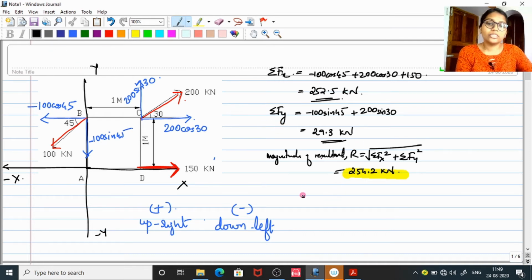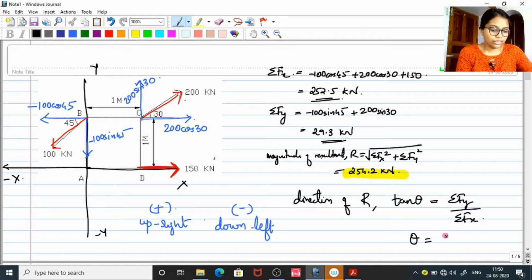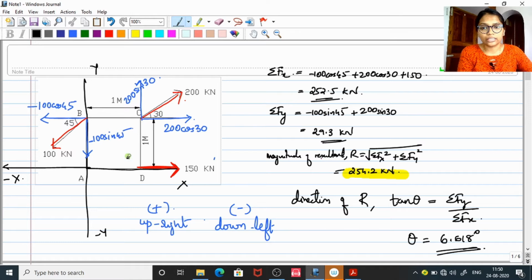So the next part is to find the direction of the resultant. Direction of resultant R. The formula is tan theta is equal to sigma Fy divided by sigma Fx. Your value for theta is about 6.618 degree. Before you calculate this, you have to make sure that your calculator is set in degree mode. So this 6.618 indicates that the position of the resultant is somewhat 6.618 degree in the anti-clockwise direction.